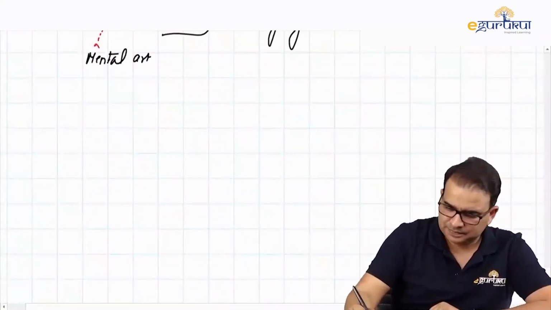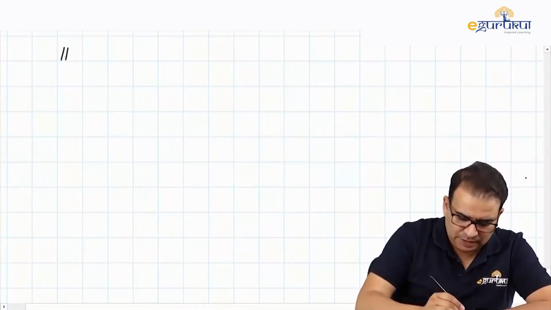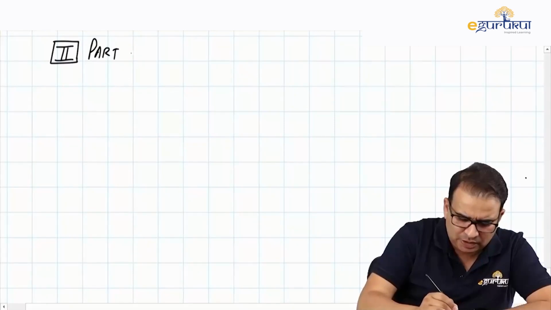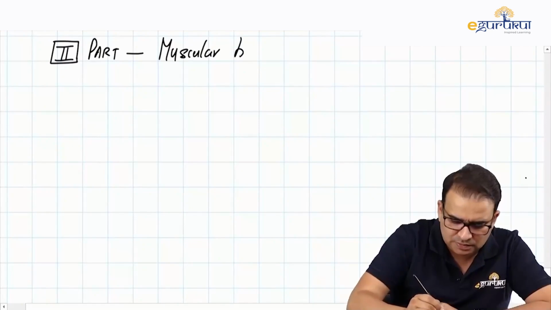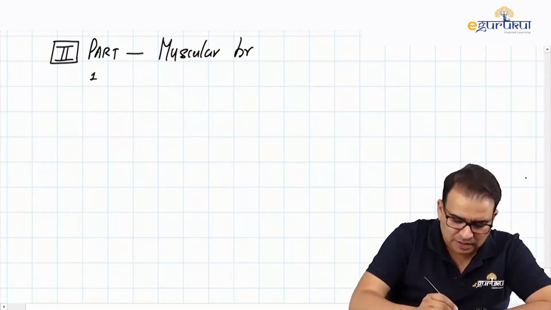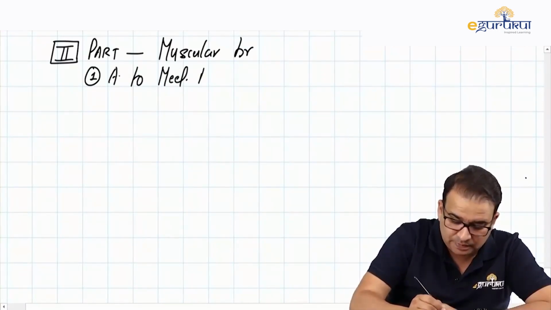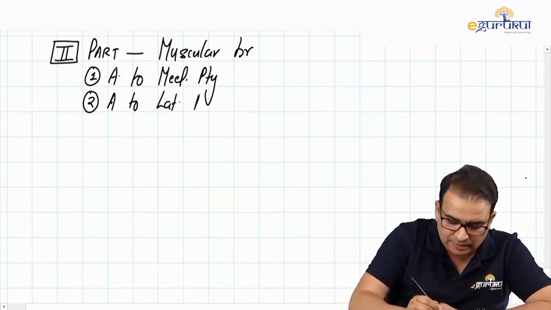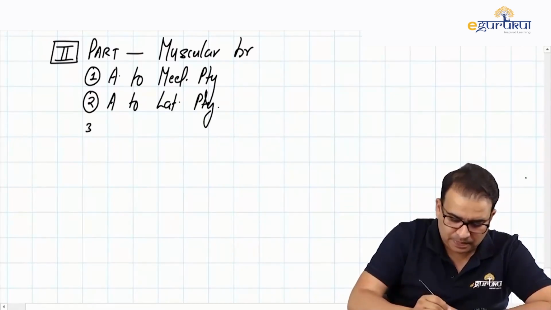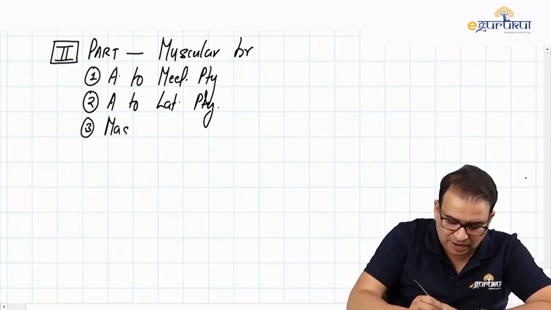Second part. Coming to the second part. As I said, second part is the simplest one because second part only supplies the muscles, so it just gives off the muscular branches. Let's see what those muscular branches are. Well, first we have artery to medial pterygoid. Then we have artery to lateral pterygoid. We have artery supplying the masseter, we call it masseteric artery.